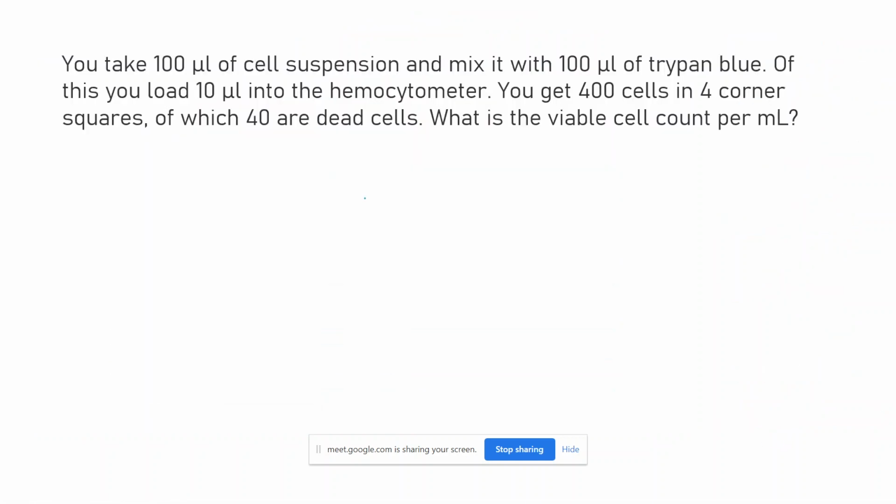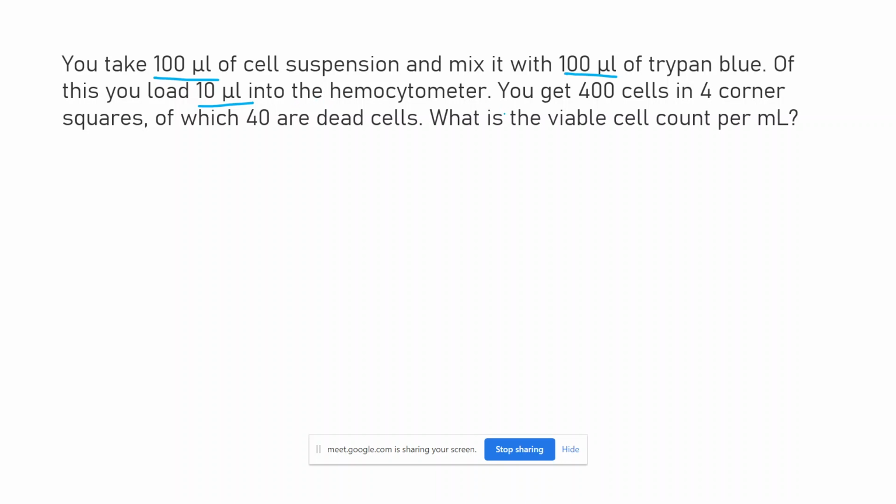Now I have a numerical. We have this kind of numerical in this week's assignment as well, so we can solve this. The question is: you take 100 microliter of cell suspension and mix it with 100 microliter of Trypan blue, same as in the previous demo. Of this, you load 10 microliter into the hemocytometer, meaning in one chamber of the hemocytometer, you load 10 microliter.